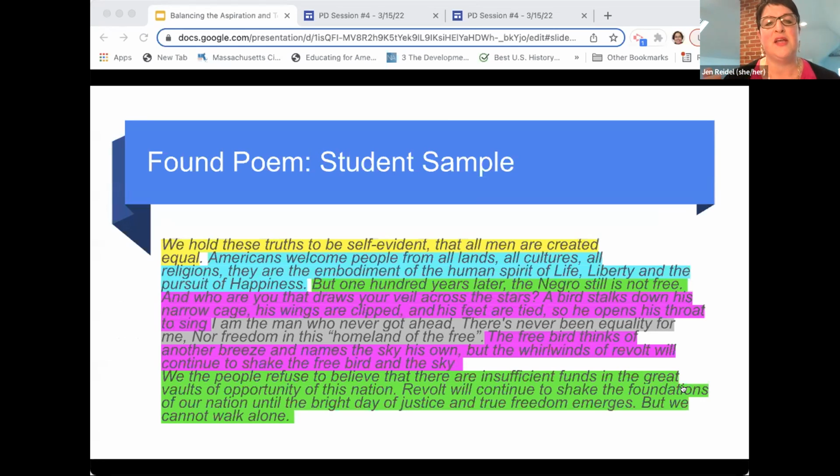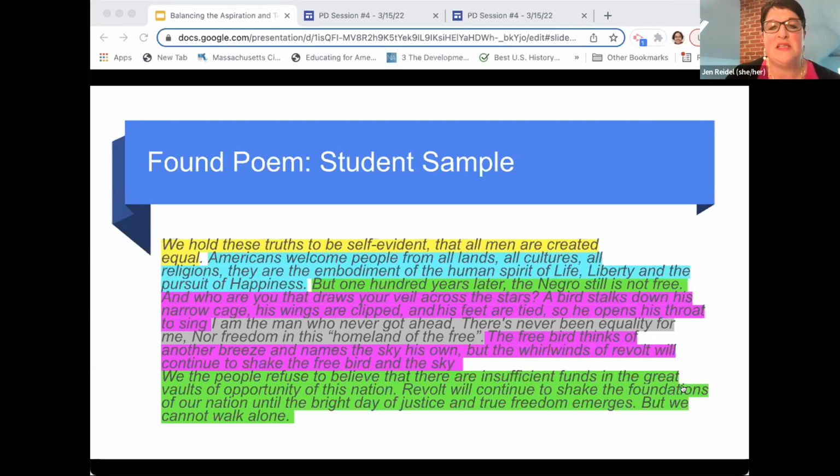The colors are to let you know my students turned in their documents with footnotes, because I required that they use X amount of excerpts, a certain amount of phrases from different documents, because I wanted them to show that they followed their theme all the way through their found poem. So this student focused on equality.